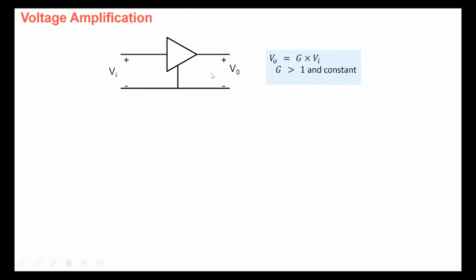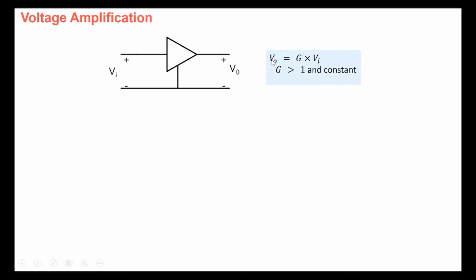The shape of the output is the same as the shape of the input, except that the output is a magnified version. So V0 equals G times Vi. The important point to note is that G is constant. G does not depend on, let's say, the input voltage, or ideally it does not depend on frequency. And the gain G, the voltage gain, is greater than 1.